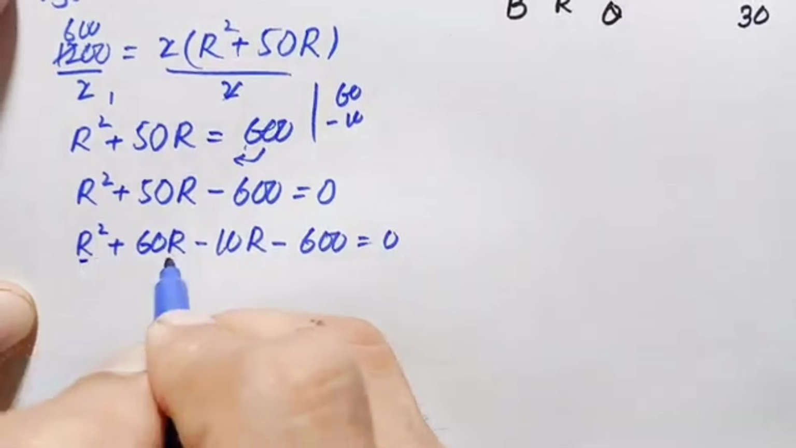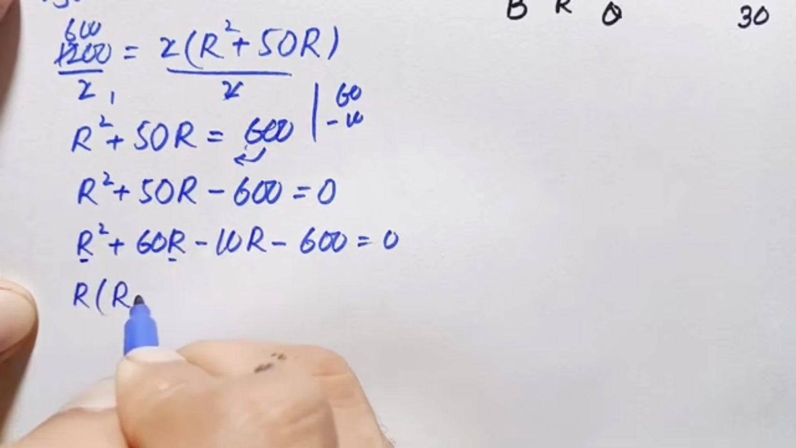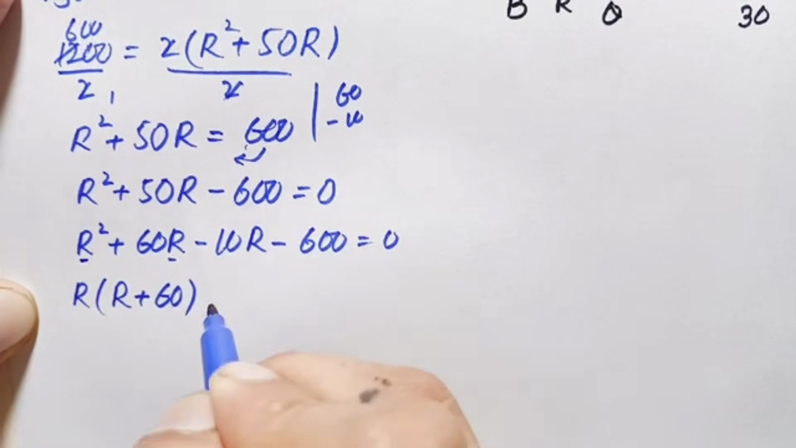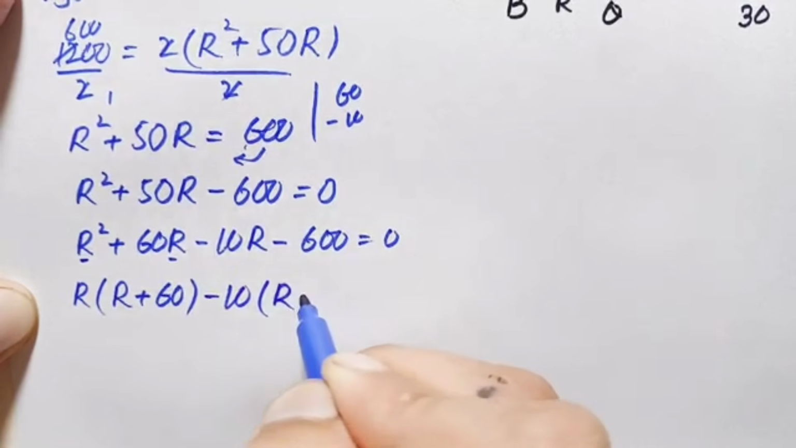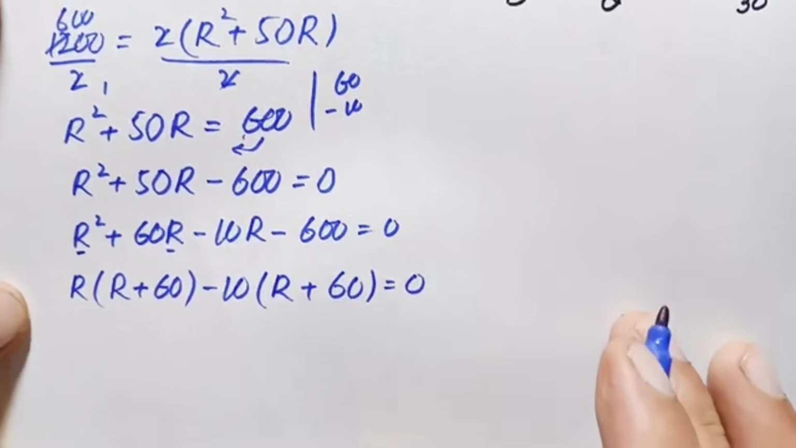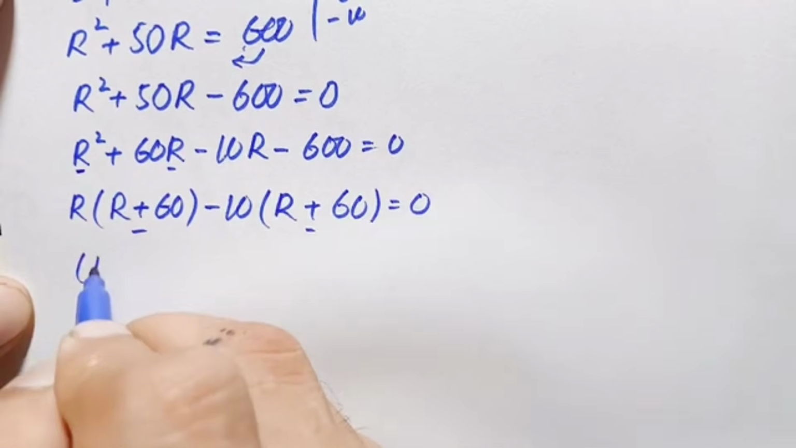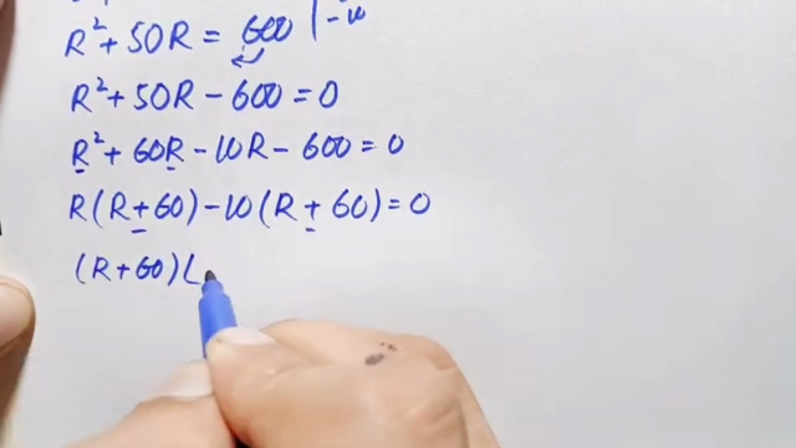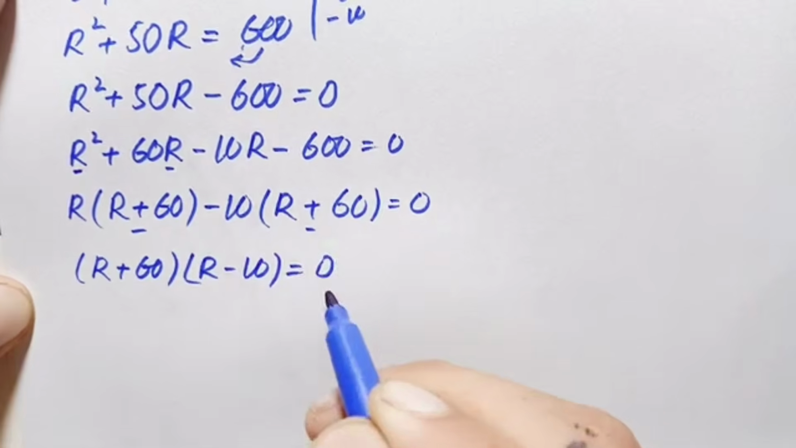Now there is r common in the first two terms, so taking r common, this will become r plus 60, and there is negative 10 common in these two terms, so taking negative 10 common, this will become r plus 60 is equal to 0. Now there is r plus 60 common, so taking r plus 60 common, this will become r minus 10 is equal to 0.